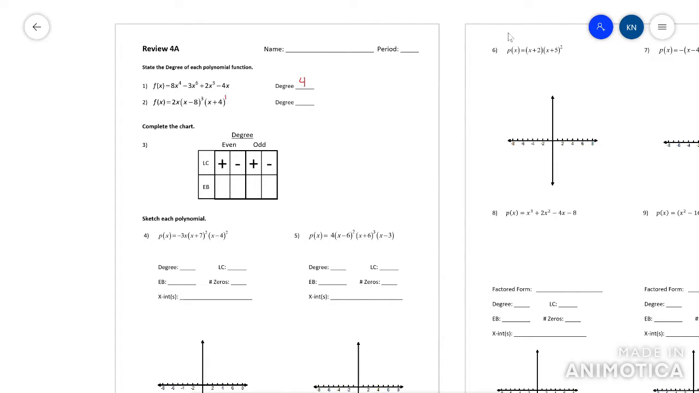So like most people look at this and only see 3 and 1. You don't want to do that. If it has the letter X, it gets a 1. So this one's actually degree 5. So keep that in mind. This right here is probably the most common mistake I see when it comes to degree.